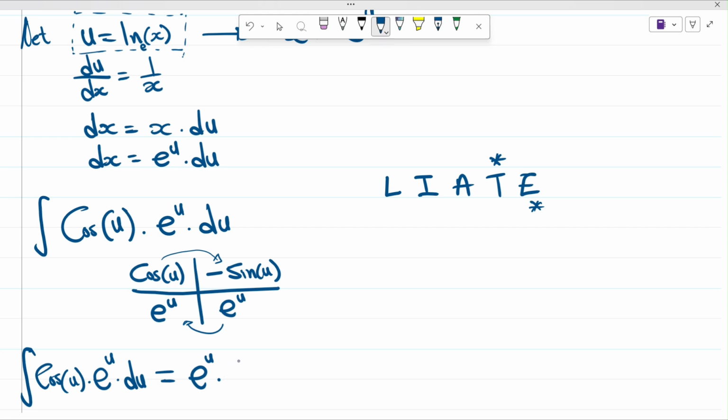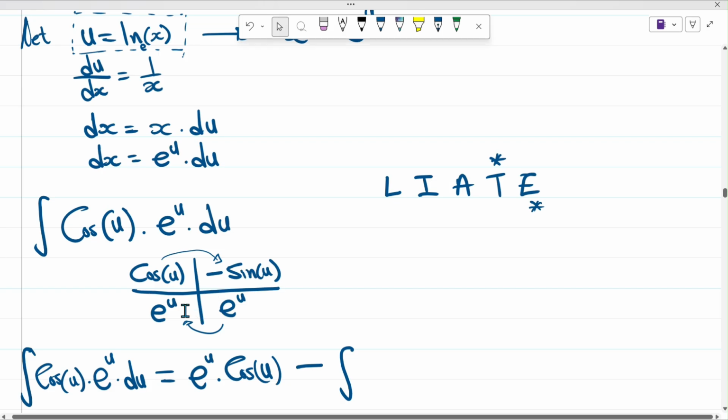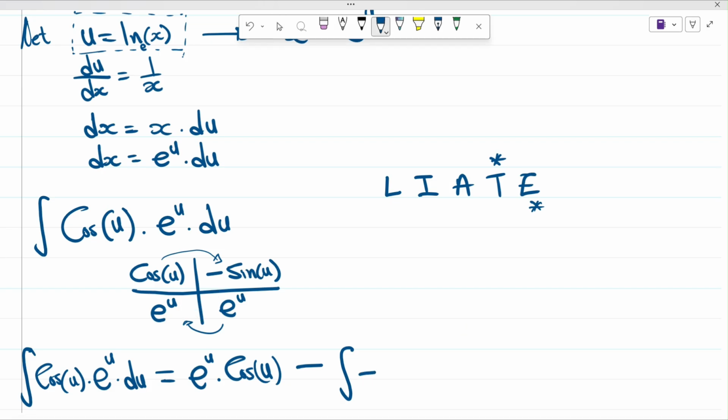E to the power u multiplied by what? Multiplied by cos of u, minus the integral of what? Minus the integral of second multiplied by first. So second multiplied by first, second multiplied by first. So this becomes negative e to the power u multiplied by sine of u.